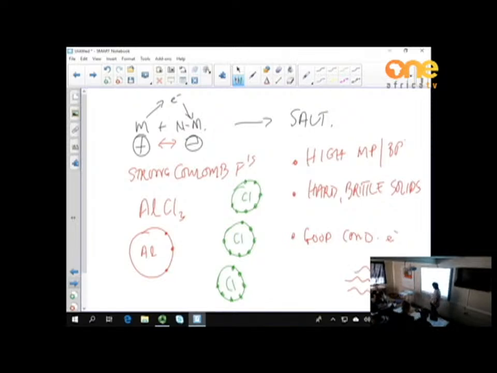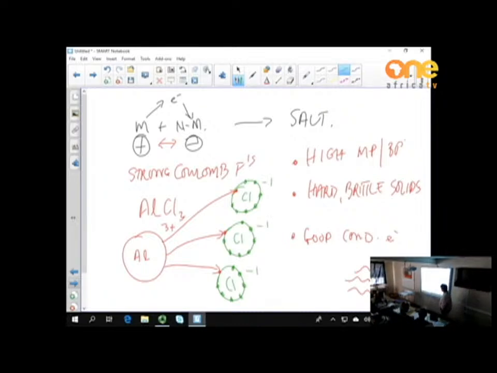Okay, so what is going to happen is you must show that aluminium is going to lose its electrons to the chlorine. The moment aluminium does that, you show it is plus 3, and the chloride becomes -1, -1. There is the ionic bond.